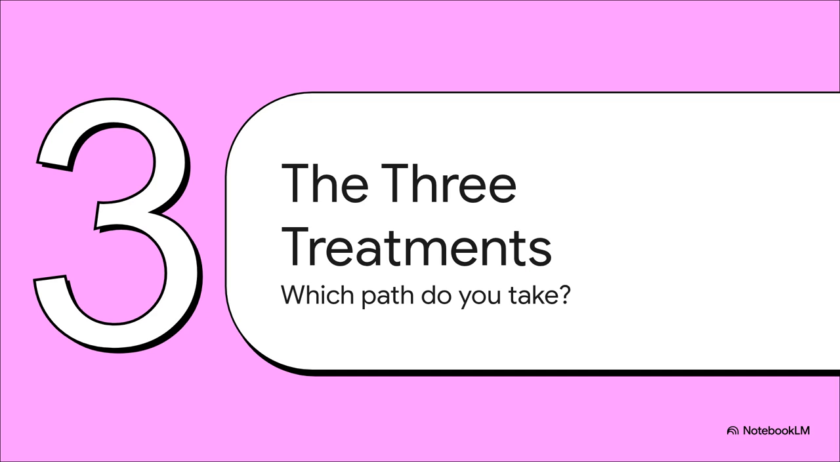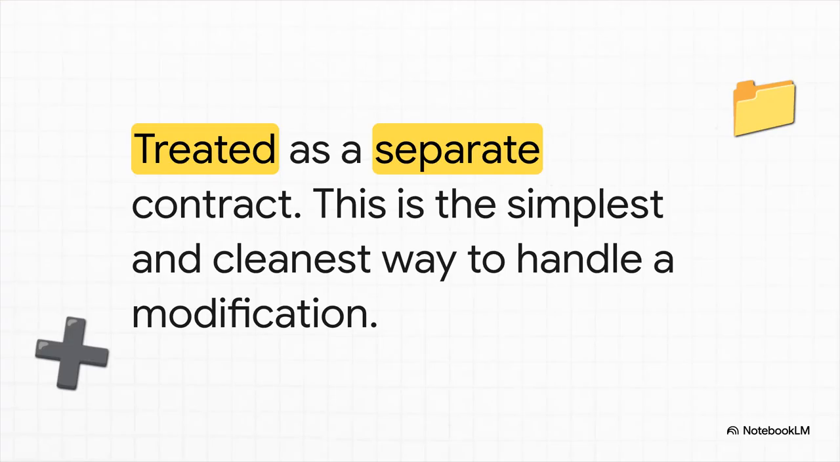Section 3, the 3 accounting treatments. So based on your answers to that two-part test, you're going to go down one of 3 very different paths. Each one has its own accounting treatment, and getting a grip on these 3 is really the key to the whole thing. First up, let's talk about type 1, which is treating the modification as a separate contract.